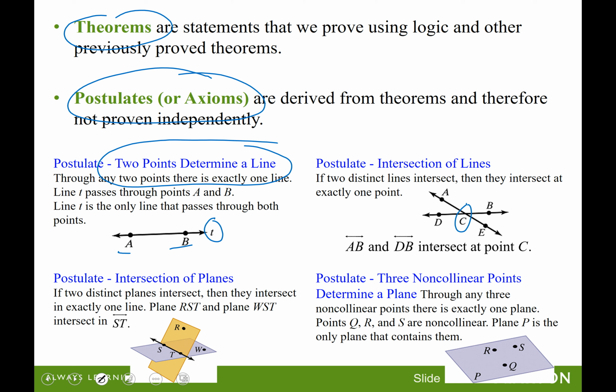Intersection of planes, however, if you have two distinct planes, that means they're not the same plane, they're not sitting right on top of each other, then they intersect in exactly one line. And the line you can see here, it's ST for this figure. So the intersection of two distinct planes is a line, whereas the intersection of two distinct lines is a point.